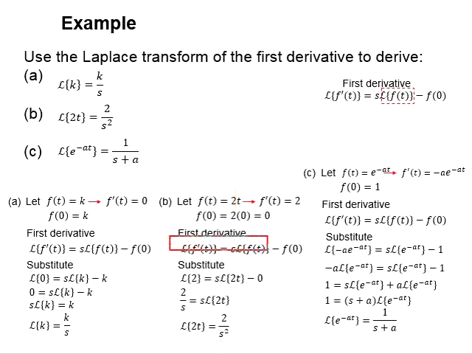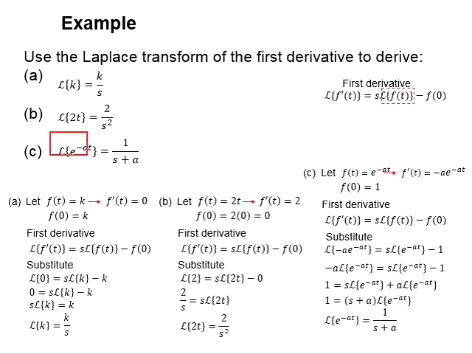Use the formula of the first derivative. Substitute f prime t equals 2. Substitute f(0) equals 0. You will get this formula. From the formula, the Laplace transform of 2 will be equal to 2 per s. Rearrange the function. You get the Laplace transform of 2t equals 2 per s squared.